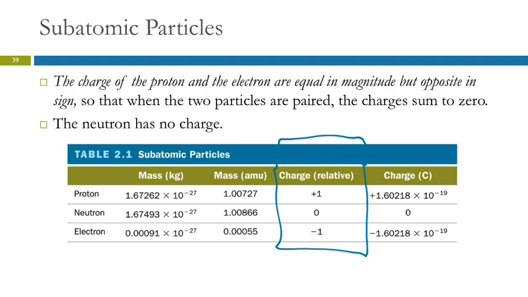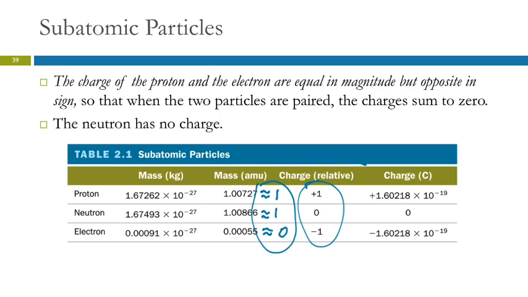Oh, I didn't do this very well. Let's try that again. So we want to know these. And atomic mass units, so that's approximately 1. This is approximately 1. And that's approximately 0. And so I want you to know those masses. 1, 1, and 0, plus 1, 0, and minus 1. Okay, proton, neutron, and electron.